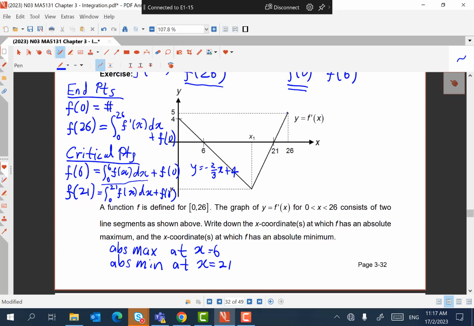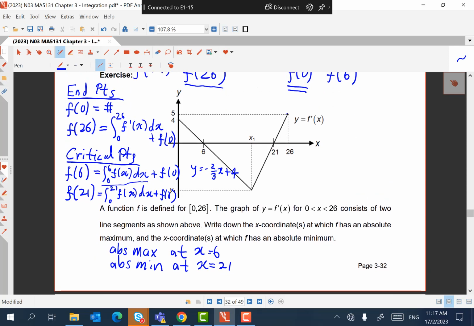Alternatively, we just look at the beginning of the two lines. For this graph of y equals f prime, there are only two different segments. So this will be a max, then this will be a min. No, local max, local min. It's not absolute max, absolute min. At this point it is a local maximum. At this point, it's a local minimum. It's right, local max, local min, but you can't tell whether or not it is absolute max or absolute min.